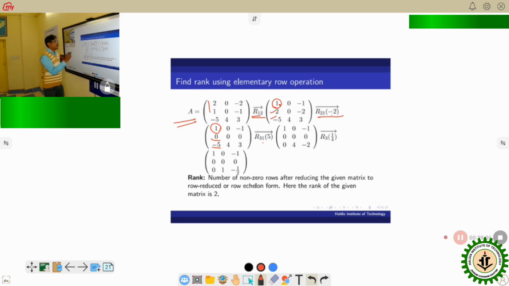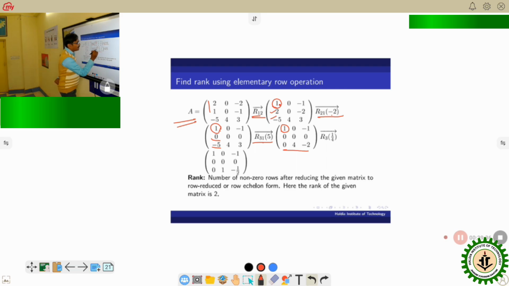Below and above. So multiply 5 throughout row 1, adding into the third row, we use this notation and get this matrix: 1 0 -1 0 0 0, and 5 into 1 is 5, plus -5 is 0, 4, -5 plus 3 is -2, and so this leading one, job done.